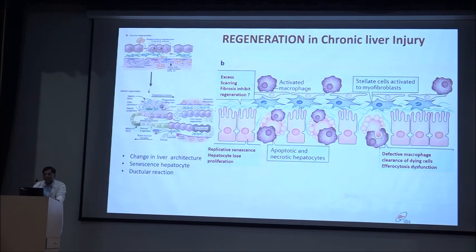Coming to chronic liver injury, various mechanisms have been shown that could act as potential factors, like excessive scarring, which can inhibit the regenerative response. There is replicative senescence of the hepatocytes, which means hepatocytes lose their proliferation capacity, and also there is defective macrophage clearance of dying cells and efferocytosis dysfunction. So we will go through and see which is basically the major player.